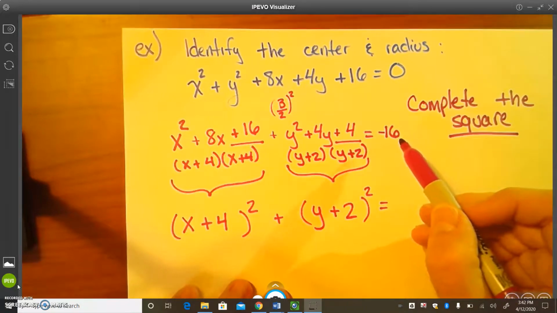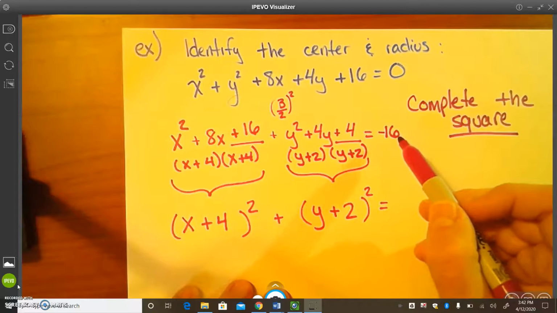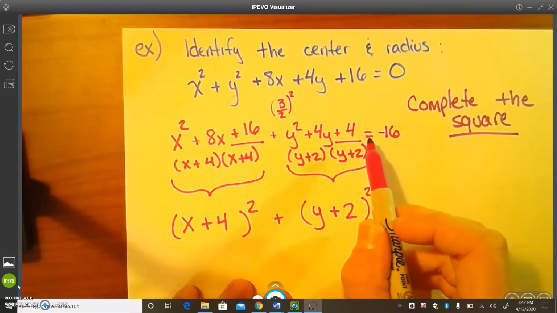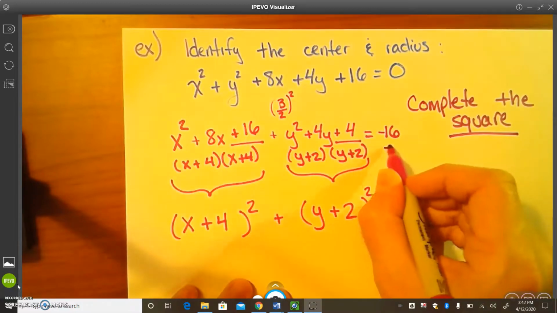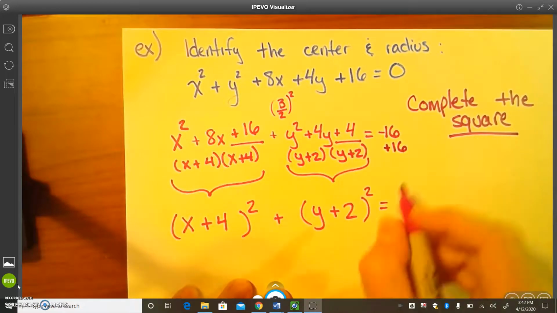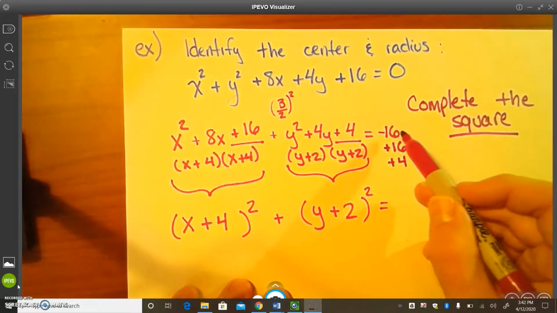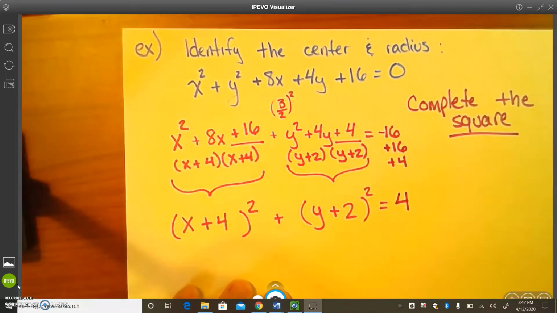Okay? Now, here's the trick. We can't have a squared number be negative. So this negative 16 is still not quite done. We added a couple terms here to the left of my equal sign. So we need to always be careful to balance the equation. We added 16 on the left, so I have to also add 16 on the right. We added 4 on the left, so I'm going to add 4 on the right. And negative 16 plus 4 is, of course, 4.